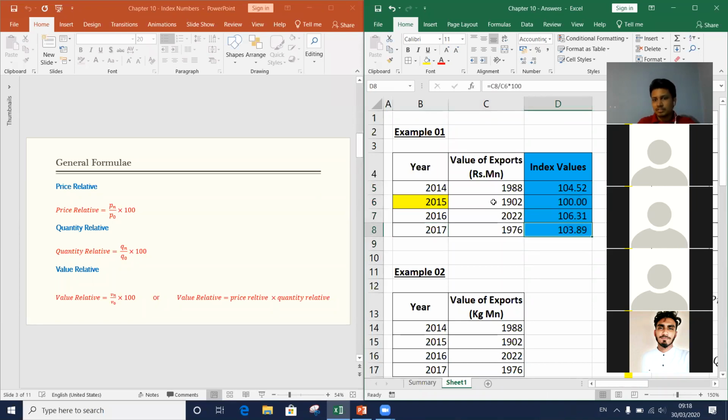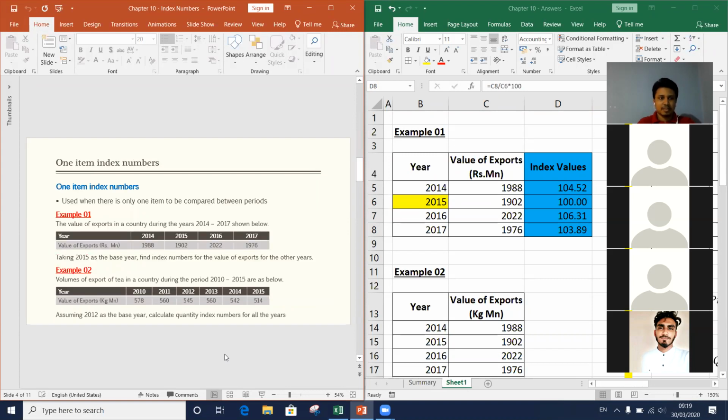In 2017, what has happened? The value of exports has increased by 3.89% compared to 2015. Clear? Always what we have done is current figures divided by base year figures into 100. It gives us how it has changed, in what percentage. Right.